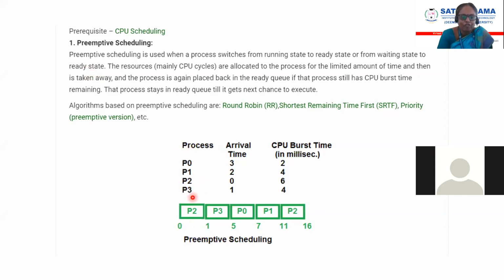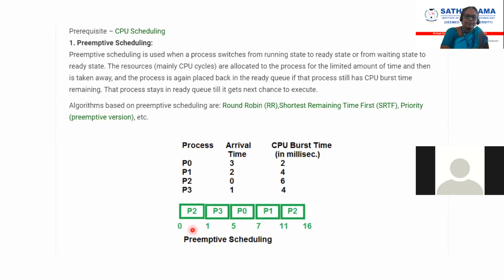You just see, there are four different processes, and these are the arrival times: 3 seconds, 2 seconds, 0 seconds, and 1 second. And this is the CPU burst time. So many algorithms are there for preemptive scheduling: round robin algorithm, shortest remaining time first, priority based algorithm. I think you remember, when we sort in ascending or descending order, we have so many algorithms. In a similar way, for task scheduling also, so many algorithms are there.